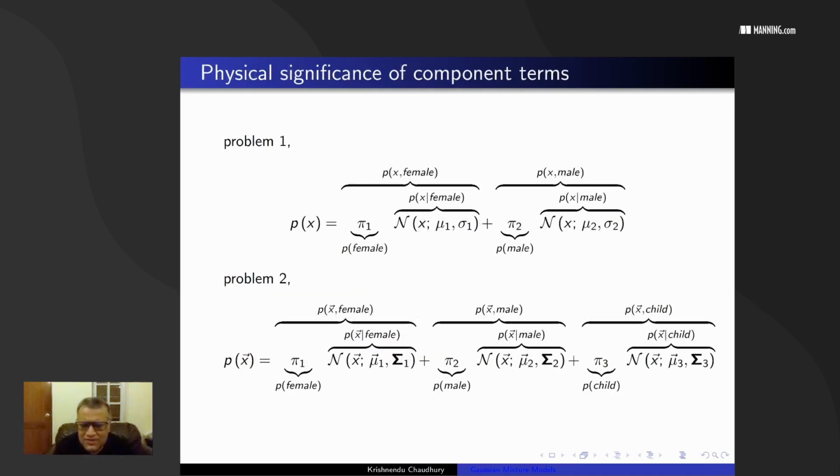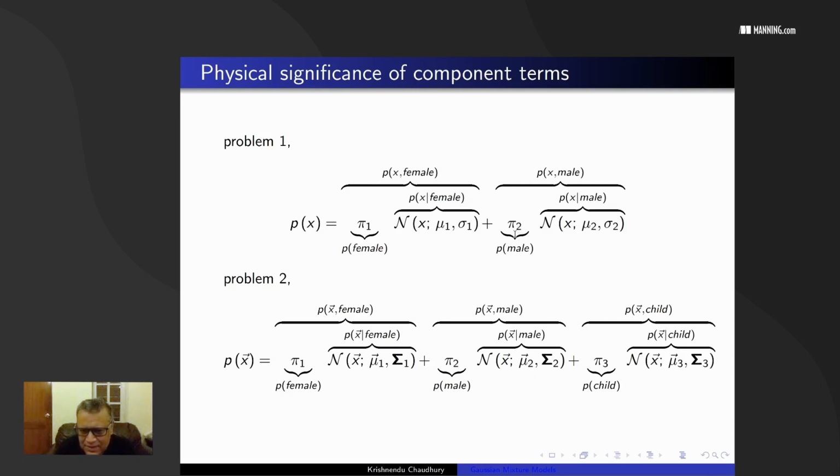So here I am trying to give a sense of the meaning of the individual components in that formula that we just saw. In the particular case of problem 1, the summation is over 2 terms, and I have explicitly shown those 2 terms here. The first term is, once again, pi 1, the a priori probability of female occurring, irrespective of the input. Given that it's a female, the conditional probability of input x occurring is the second term. Their product gives us the joint probability of x and female.